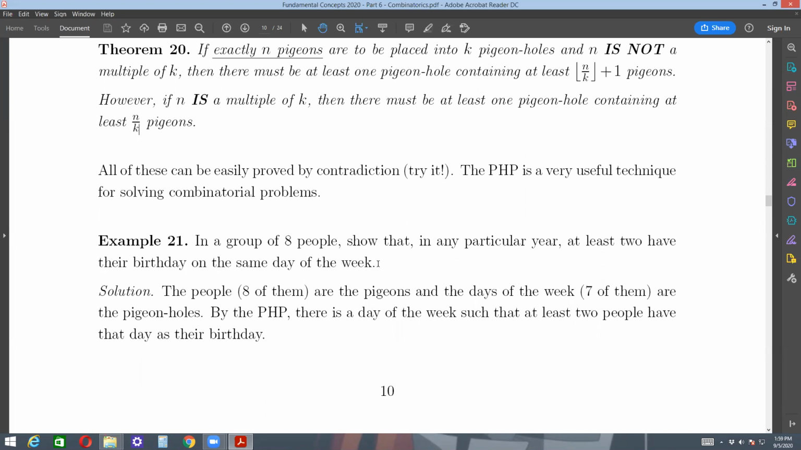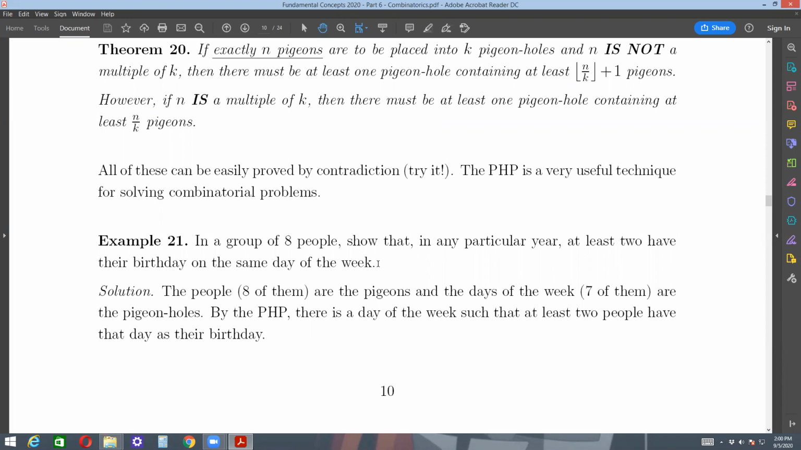So we have 8 people. Doesn't matter which 8 people. We just choose 8 people at random. We want to show that in any particular year, for example, this year, at least 2 of them have their birthday on the same day of the week, meaning either Sunday, Monday, Tuesday, Wednesday, Thursday, Friday, or Saturday. So notice there are 7 days of the week, right? But we have 8 people.